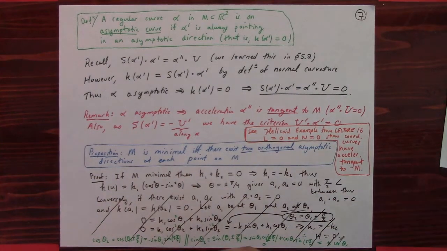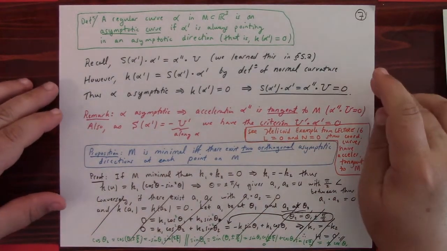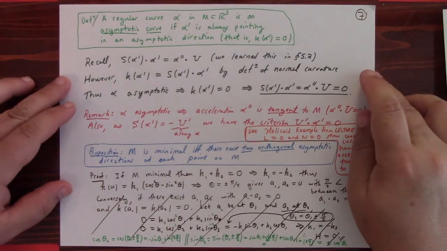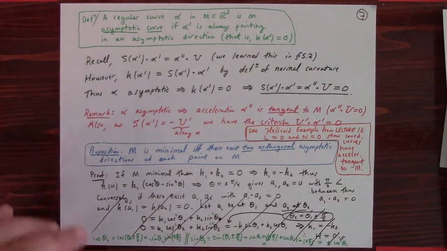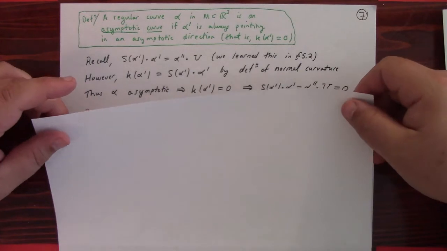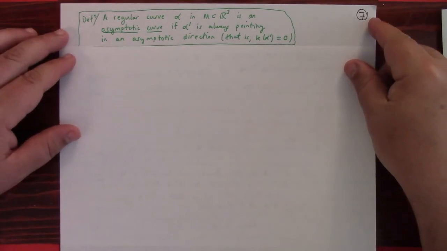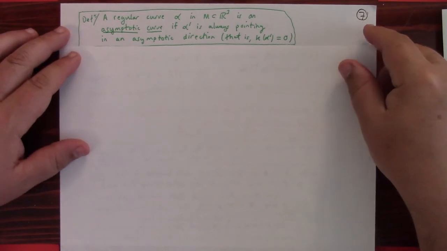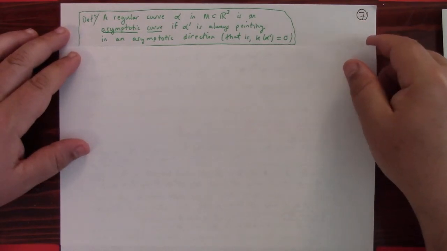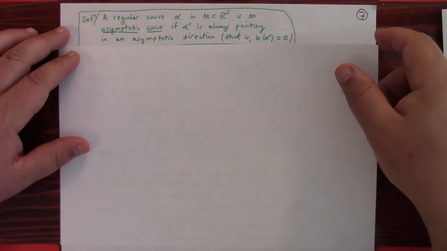Alright, let's pick up again here. So we talked about asymptotic directions. Now we can talk about the definition of an asymptotic curve, which is what you think it is. It's a curve whose tangential direction, its forward pointing direction, is also an asymptotic direction for the surface on which it lives. And of course we assume it's a regular curve, meaning it has non-vanishing velocity. So a regular curve is an asymptotic curve if alpha prime is always pointing in an asymptotic direction.